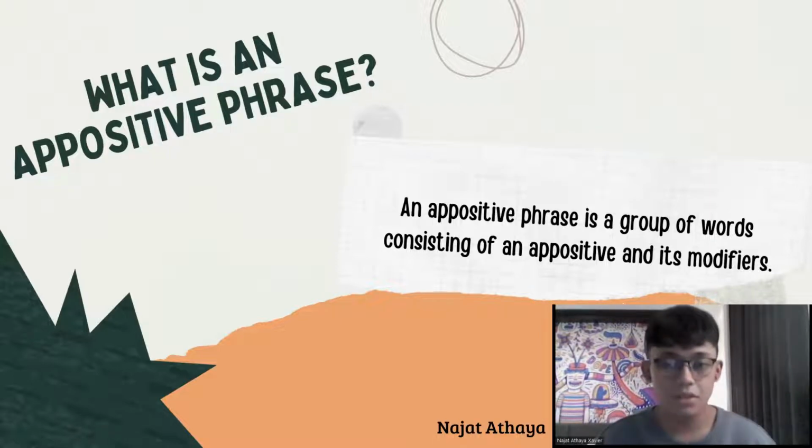What is an appositive phrase? An appositive phrase is a group of words consisting of an appositive and its modifiers. Like a single-word appositive, phrases appear beside the noun or pronoun they are renaming. Appositive phrases add a deeper description just as single appositives do.